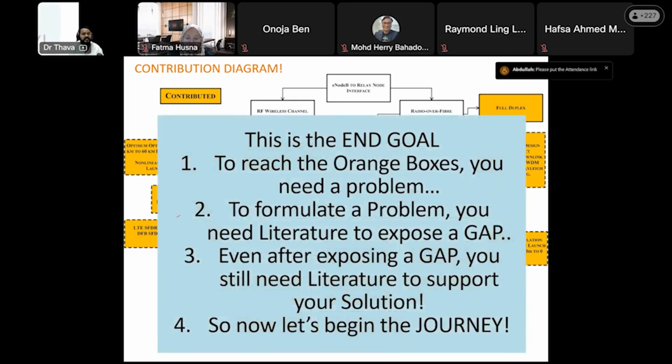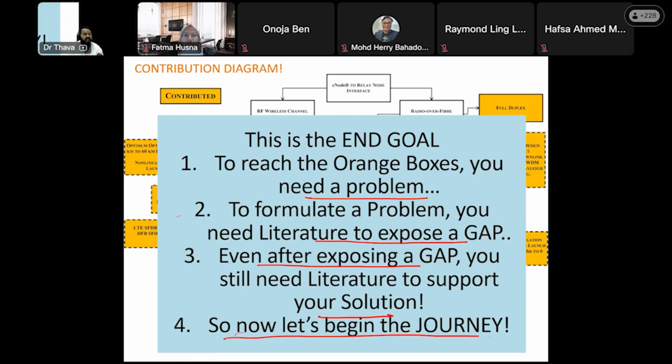So from this diagram, this is the end goal at the end of the day. To reach the orange boxes, all these orange boxes at the back, you need a problem. To formulate a problem, you need literature to expose a gap. That's where literature plays a very, very important role. Even after exposing a gap, you still need literature to support your solution.